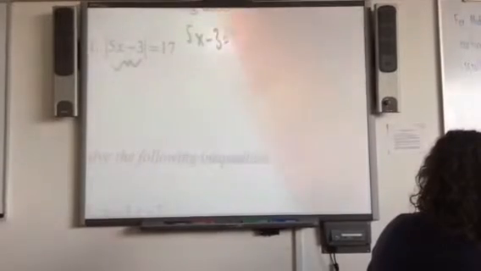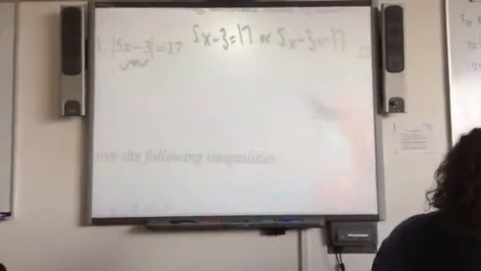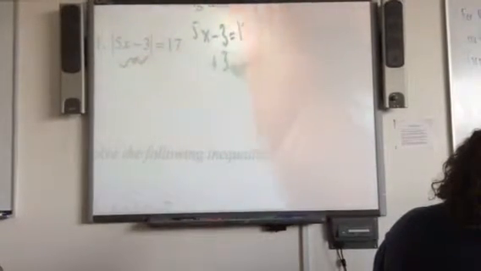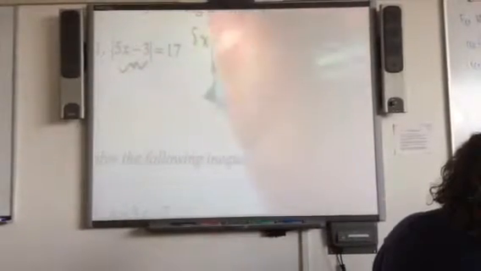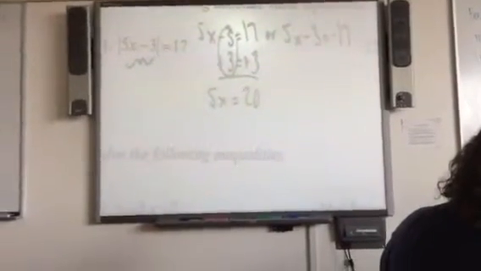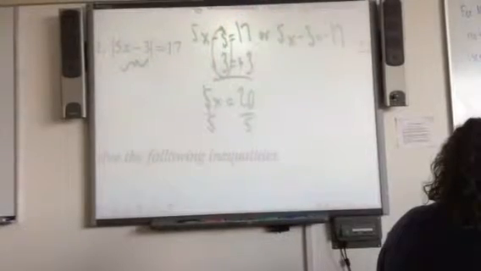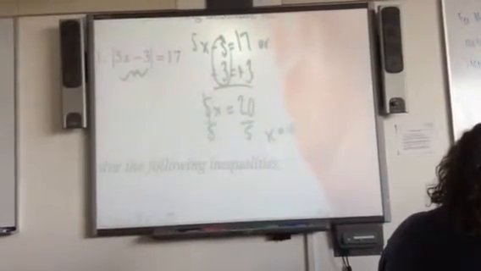So when I solve these two, we use the reverse of the order of operations, SADMEF, to solve. First we'll add 3 to both sides for this one. We get 5x equals 17 plus 3 makes 20. And then divide by 5. Opposite of multiply by 5 would be to divide by 5. We get x equals 4.